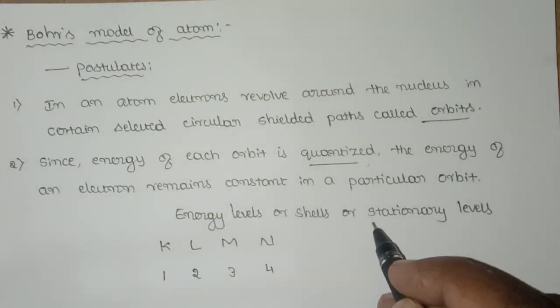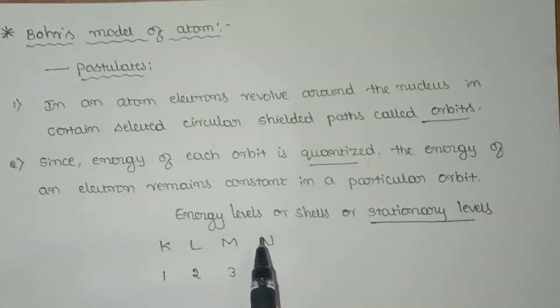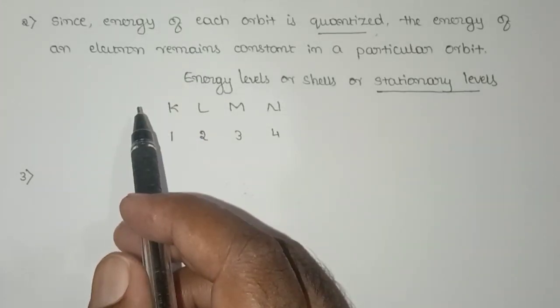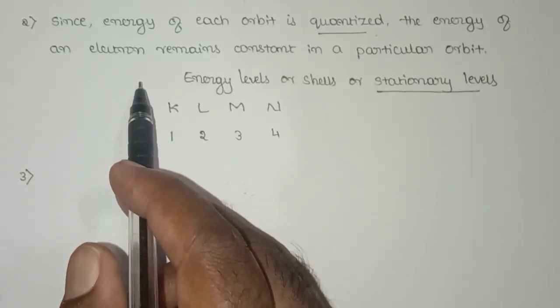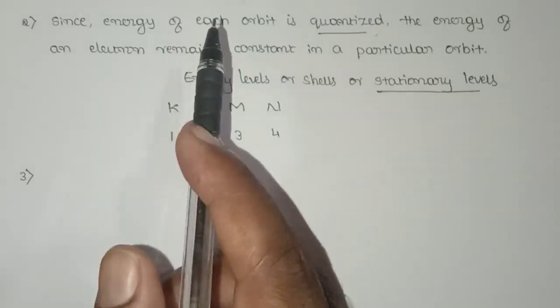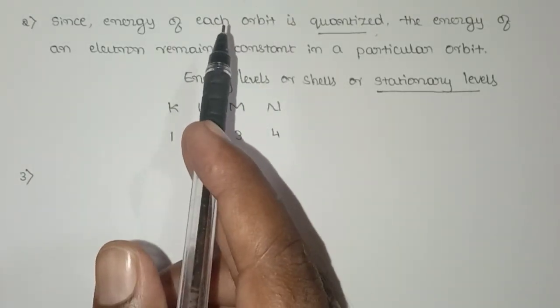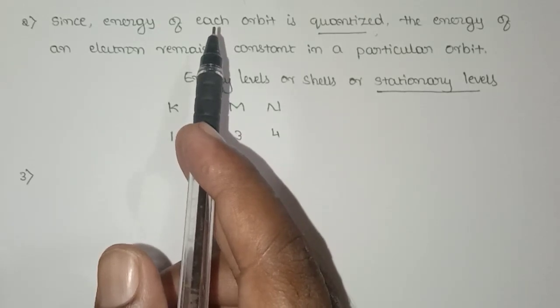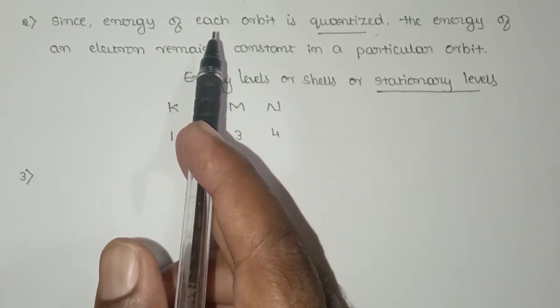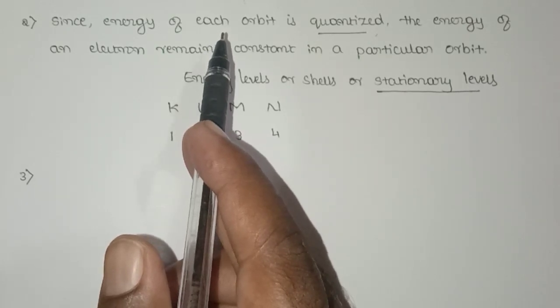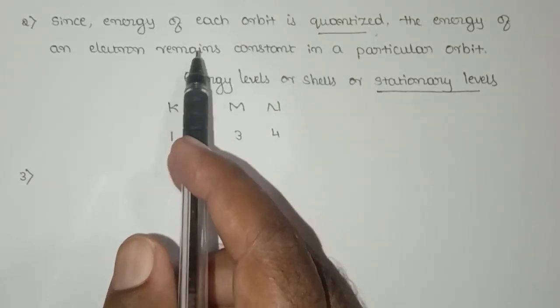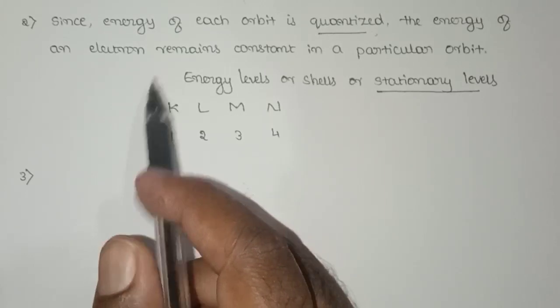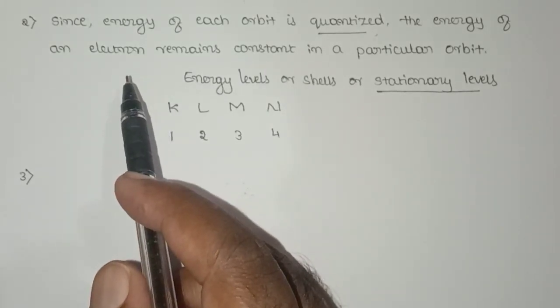Hence, we call the orbits stationary levels or stationary states. Next, based on the above two postulates, we can say that the motion of the electron is very restricted. So Bohr argued that the motion of the electron in a given orbit is restricted, so that it can have only selected orbits in which the angular momentum is an integral multiple of h by 2 pi. This is the third postulate set by Bohr under his model of the atom.